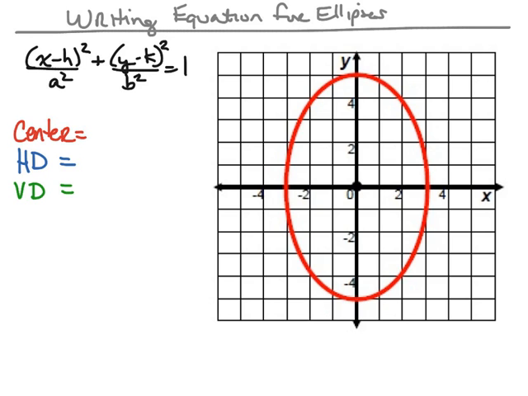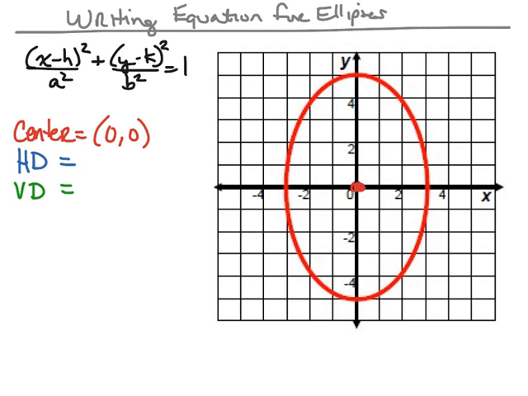We're going to need to know where the center is at, the horizontal distance from the center, and the vertical distance from the center. So the first thing I'm going to do is take a look at my ellipse and find the center of that ellipse. As you can see, this is where the center is at, and that is the ordered pair 0, 0. Therefore, the center of our ellipse is 0, 0.